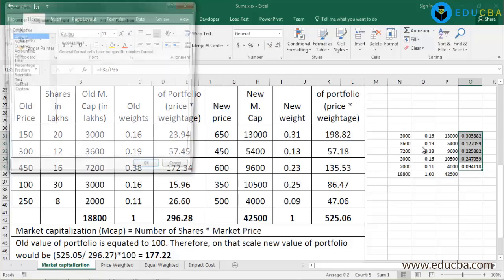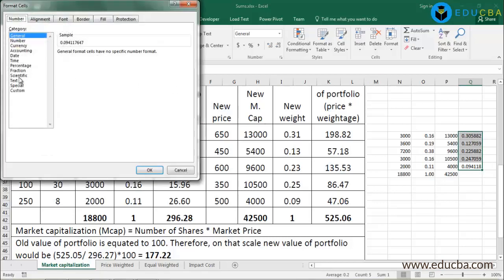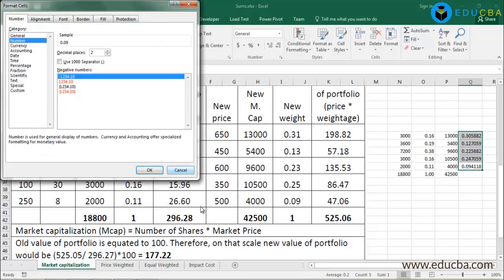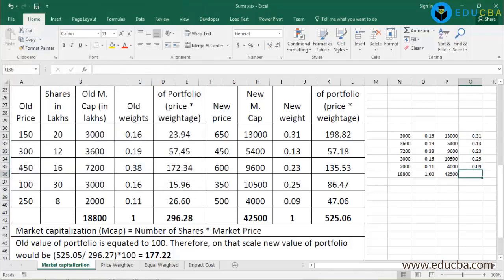Control 1. When I press Control 1, you will get this page. It's a shortcut, right? So the number of decimal places has to be 2, and okay. And let's take the sum, equal to sum, and this total will be 1. Perfect. Alright, so this is how we can calculate the weights in the market capitalization.